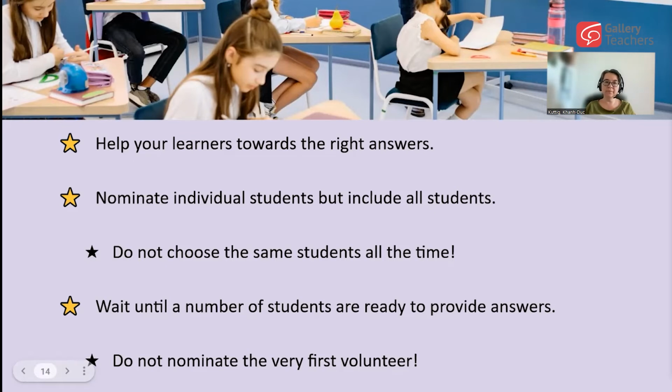Okay, and other tips include nominating individual students, but remember to include all your students. So not the ones who were the first to volunteer, and don't choose the same students all the time. I know it's easy, it moves the lesson along, but it doesn't actually move the lesson for everyone. Wait also until you've got a number of students who are ready to provide answers. Do not nominate the very first volunteer.